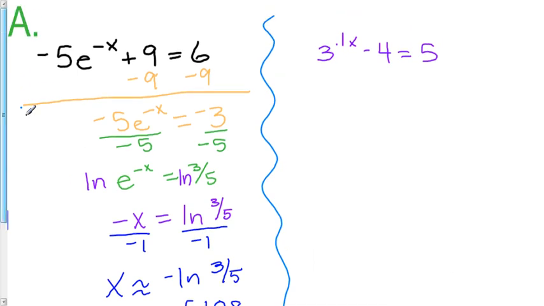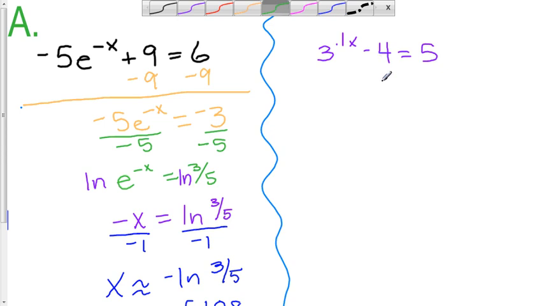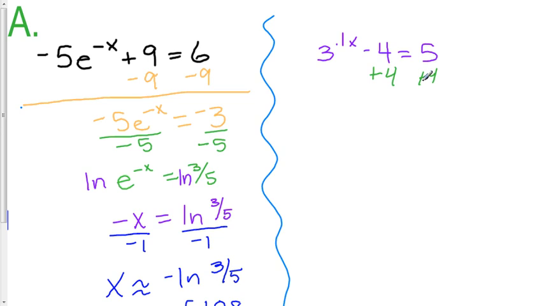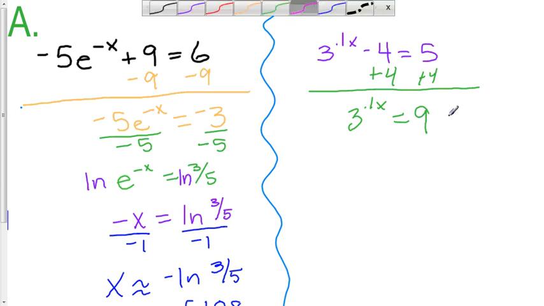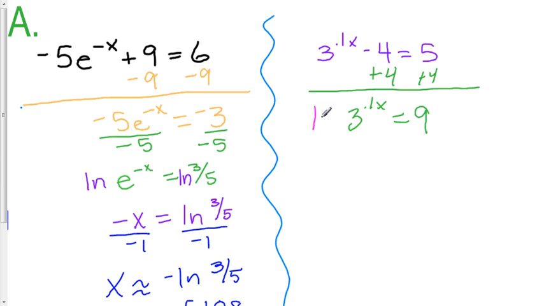Our second example. First thing you would have to do is add 4, and you would get 3 to the 0.1x equals 9. Then to get the x out of the exponent, just like here, you have to take the logarithm of both sides. With this one, we had log base e, so we ln. Here we have log base 3 to do to both sides.